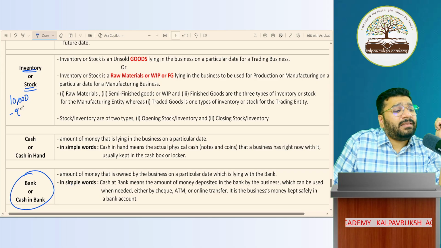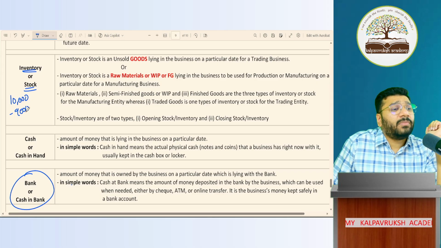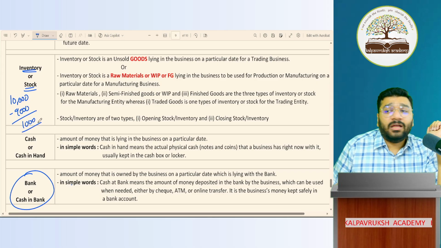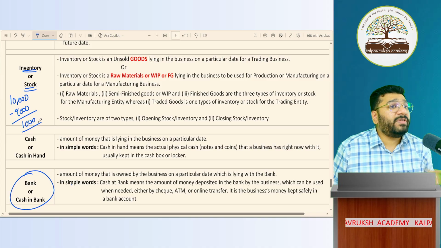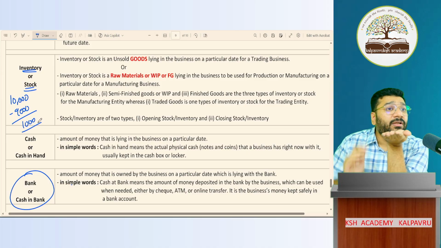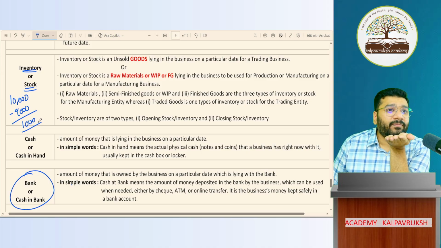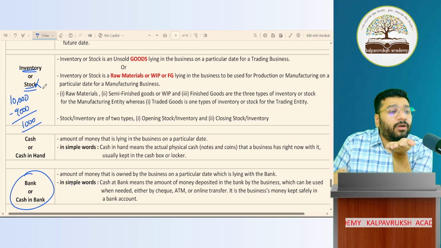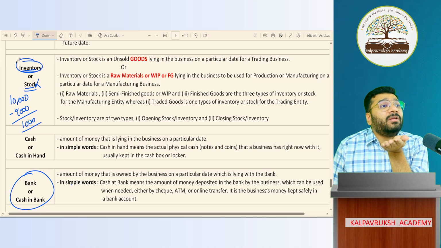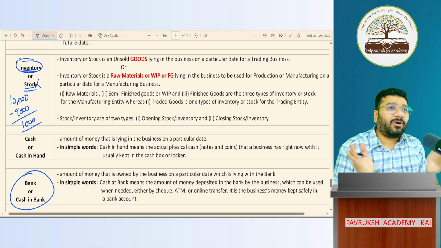Out of this, 9,000 mobile phones sold. How much is remaining? 1,000. Now this 1,000 mobile phones which are remaining in your hand is called stock. Actually, the word stock is wrong. It is called inventory. Stock means what? Pile up of anything is stock.